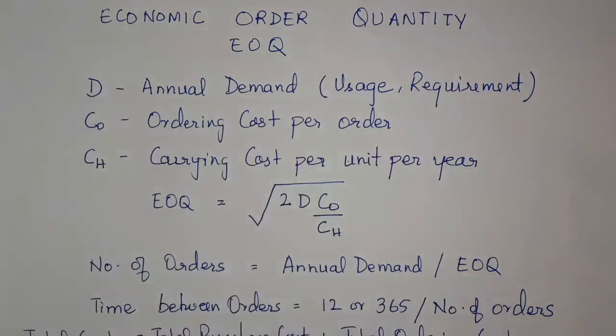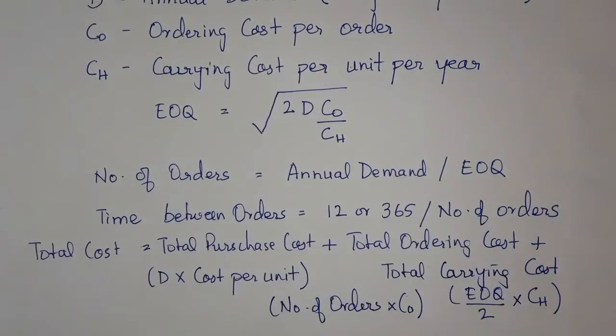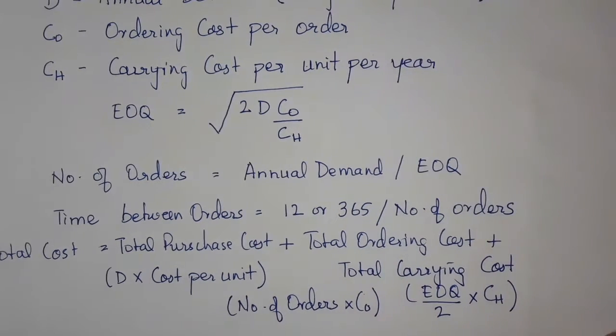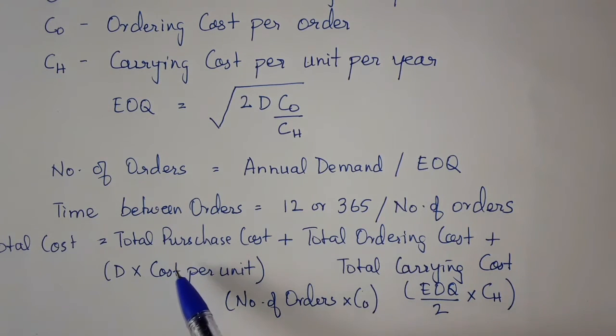There is also another term, that is the total cost. Now total cost is made of three components. One is the total purchase cost, the other one is total ordering cost, and the third component of this is the total carrying cost. The total purchase cost is given by D, that is the demand we've seen before, multiplied by cost per unit. That will give you the total purchase cost.